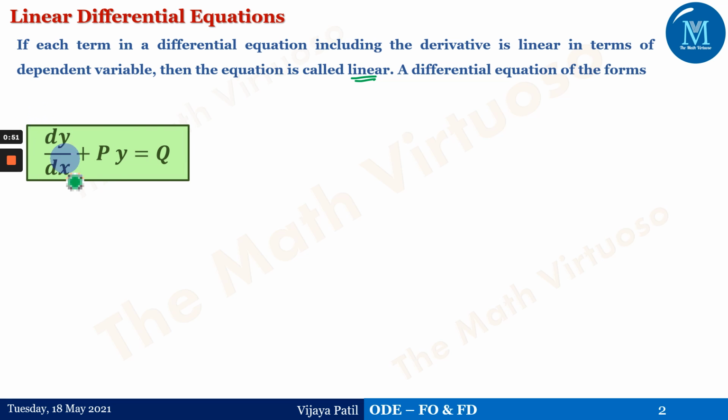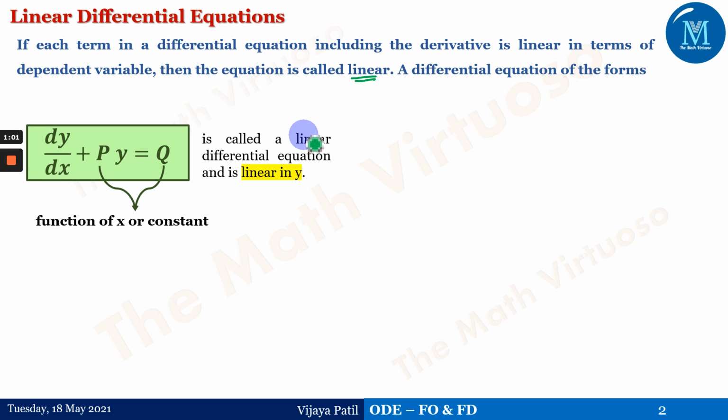So now dy upon dx plus p into y is equal to q, wherein p and q are the functions of x or constants. Then it is called a linear differential equation, and linear in y. So what is this linear in y? Concentrate on the dependent variable. So this is the dependent variable, and it is linear in y. So this is known as the linear differential equation which is linear in y.